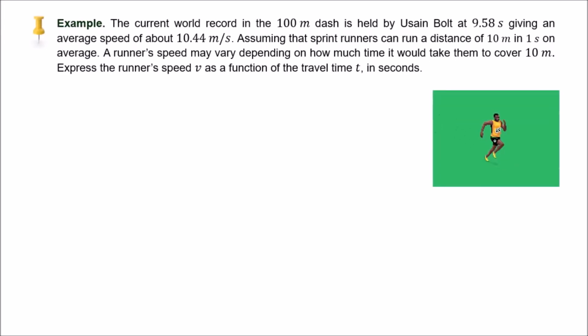The current world record in the 100-meter dash is held by Usain Bolt at 9.58 seconds, giving an average speed of about 10.44 meters per second. Assuming that sprint runners can run a distance of 10 meters in 1 second on average, a runner's speed may vary depending on how much time it would take them to cover 10 meters. Express the runner's speed v as a function of the travel time t in seconds.